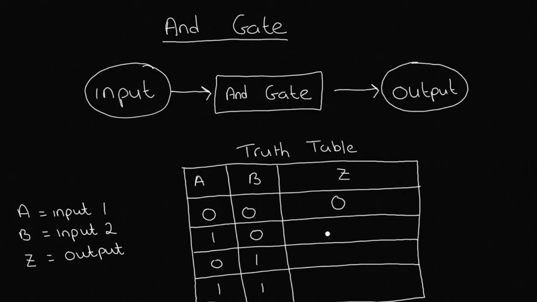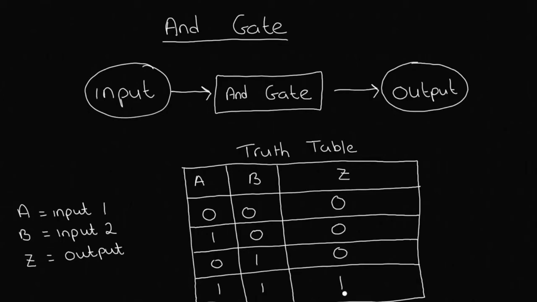Then moving on to the next example, 1, 0, again, they're not both 1, so this would be 0. Then moving on to the next one, again, they're not both 1. So it will be 0, and then finally our inputs 1, 1 will give us a result of 1. And this is our truth table completed for an AND gate.